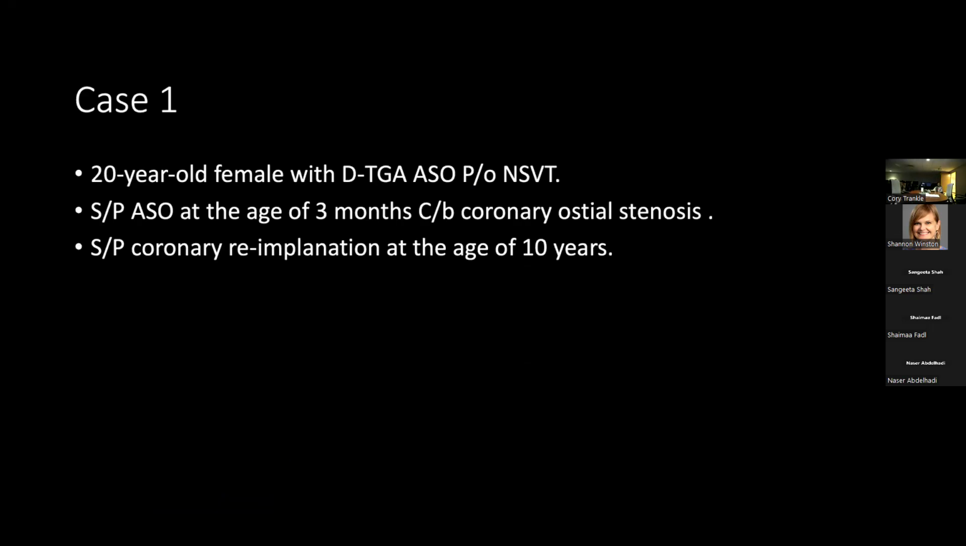I'm presenting two cases. This is the first patient. She is a 20-year-old female, DTGA, arterial switch, and presenting with non-sustained VTAC. She was subjected to arterial switch at 3 months old and complicated by coronary ostial stenosis. And she was subjected to reimplantation of the coronaries at the age of 10 years.